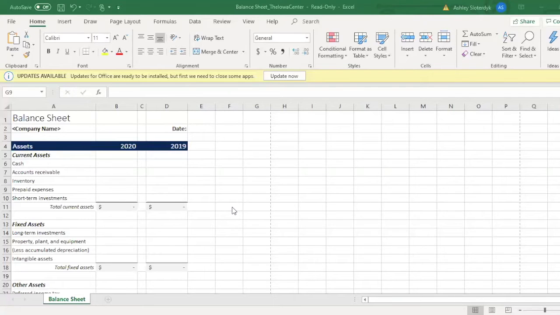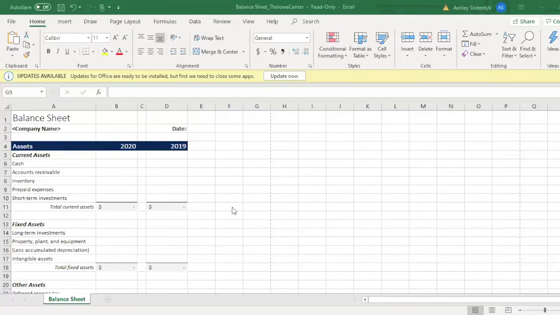Prepaid expenses are things you have paid for but have not yet utilized. For example, if you paid for a year's worth of insurance but are only 3 months into the year, you have 9 months of prepaid expenses. And then short-term investments. Things like you bought a CD because you have extra cash, things of that nature. Those things all together go into your current assets, which become your total current assets.